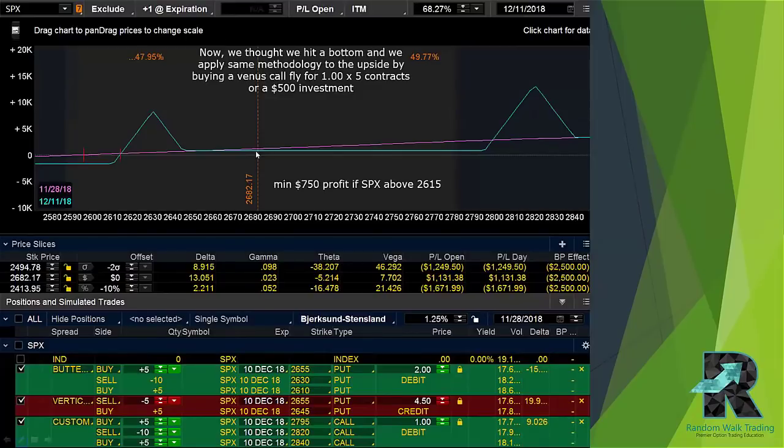So what we did is, like I said, when we bottomed out here, we went ahead and bought the Venus call fly. Paid $500. If it rallies, then we get to participate versus just waiting for the downside. The market just kind of sits here.